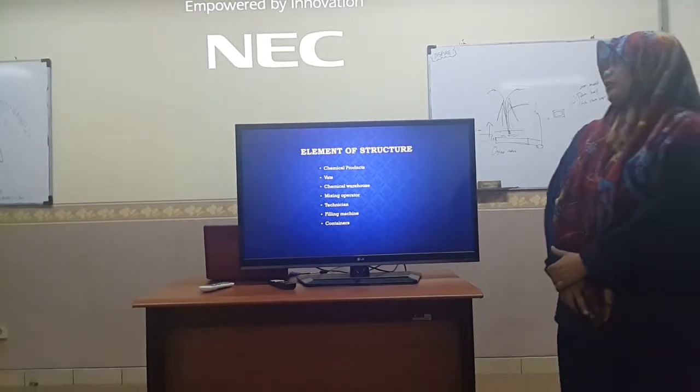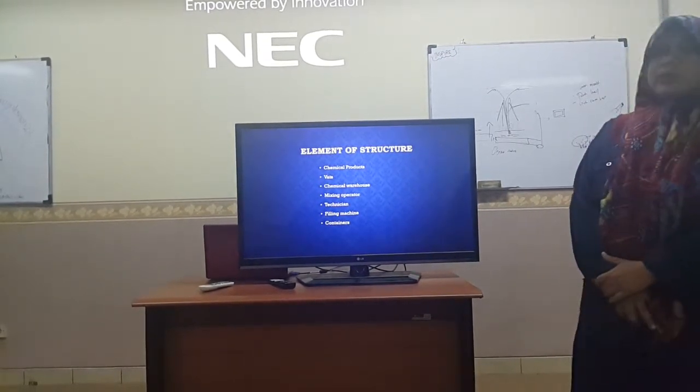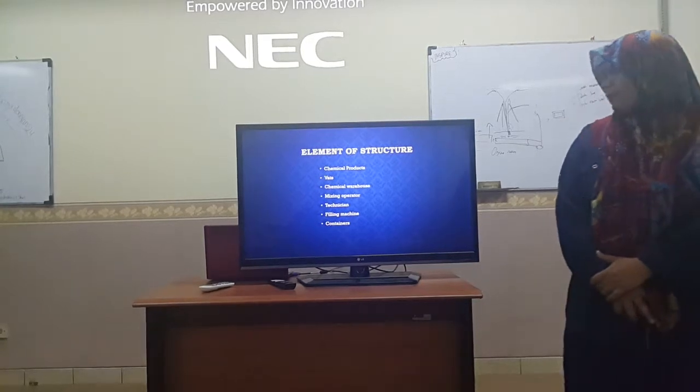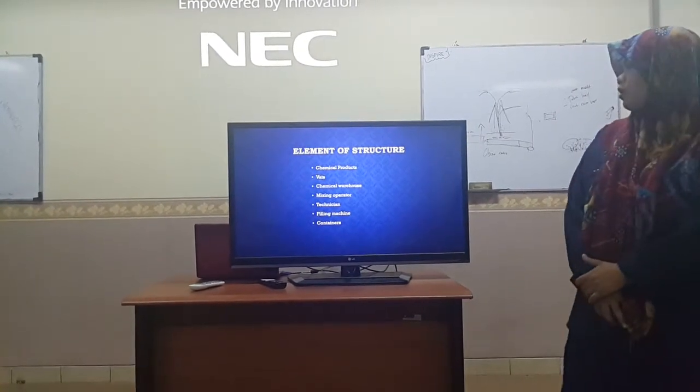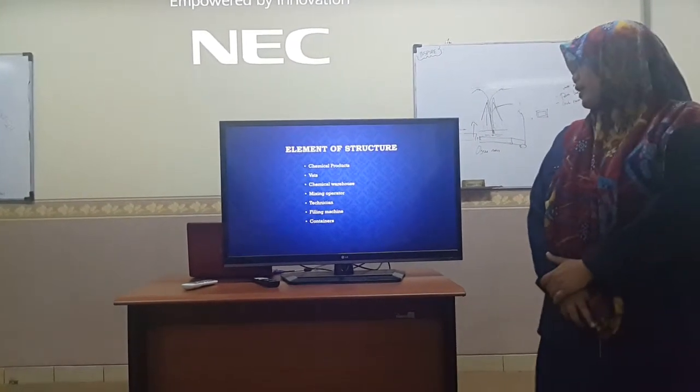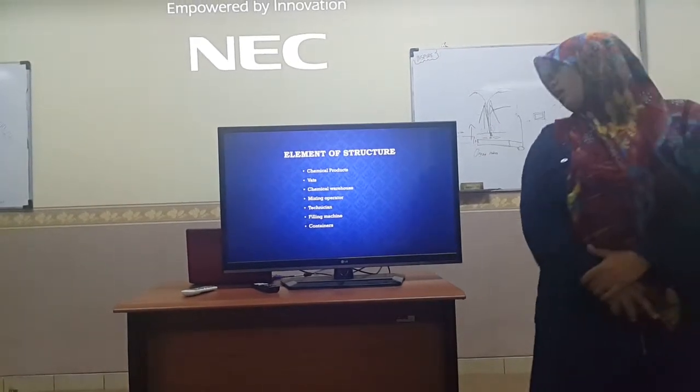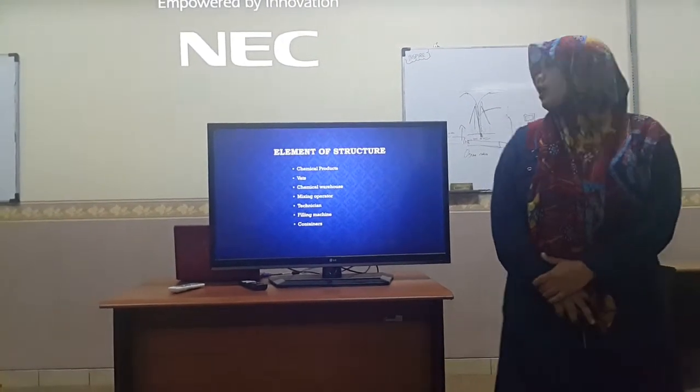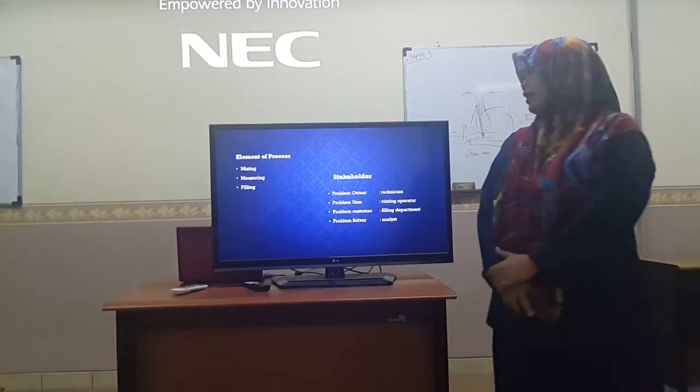This is the element of structure. First is chemical product. Then chemical warehouse, mixing operator, technician, filling machine, and endless containers. After that, we will present by Belia.